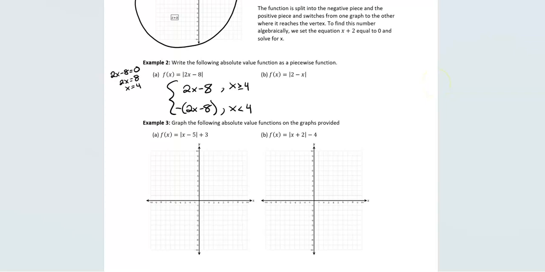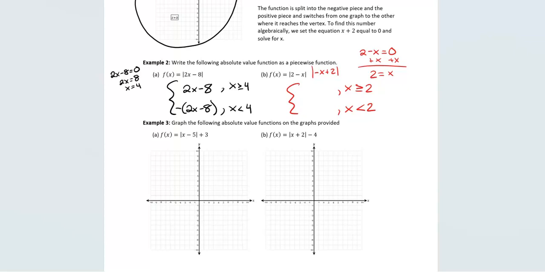Now B is slightly different because it's 2 minus x, which actually means the same thing as negative x plus 2. So that's going to be a slightly different type of problem. Either way, we're still going to have to take 2 minus x and set it equal to 0. So if you add x to both sides, you get x equal to 2. So it's going to switch when x is greater than 2 and less than 2. It doesn't matter where you put the or equal to. They're going to hit each other anyway, so it doesn't matter too much.